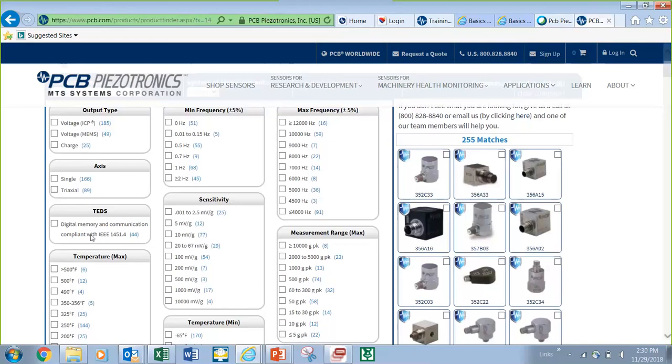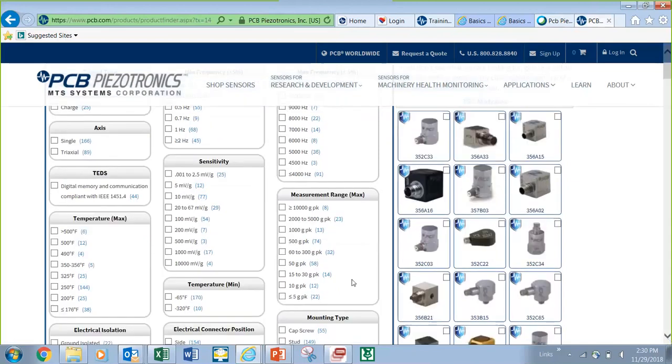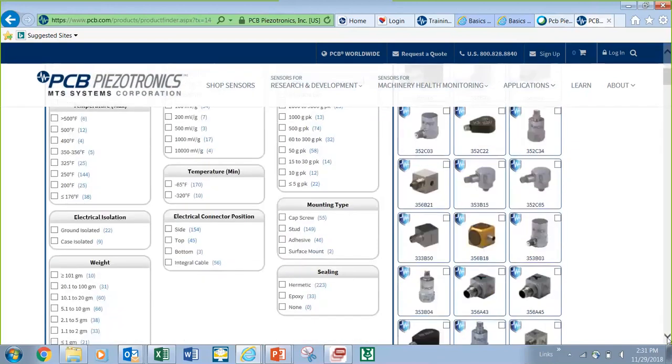The next thing to look at is temperature. We offer quite a range of temperatures, even up to 1300 F, and also down to cryogenic as well. So this gives you a selection. Also, the next criteria to take a look at is electrical isolation. If you're mounting the sensor on a surface that has electrical potential, you may want to choose a ground isolated sensor to avoid having 50 or 60 cycle influence the data. Then accelerometer mass is available here as well.